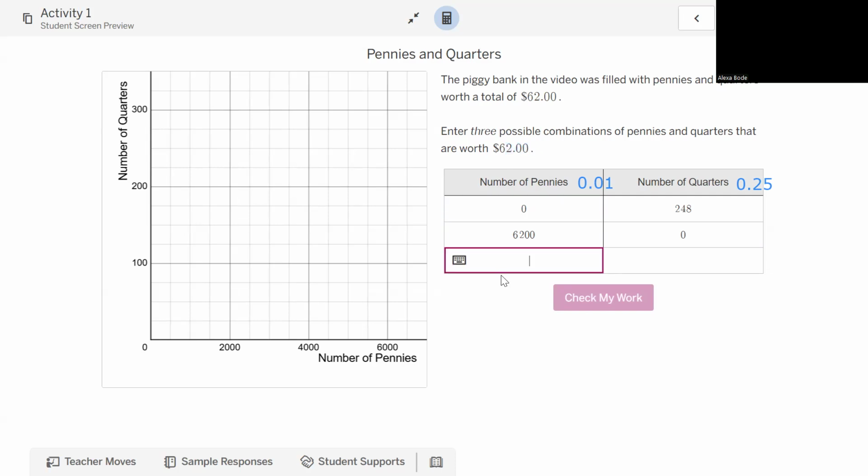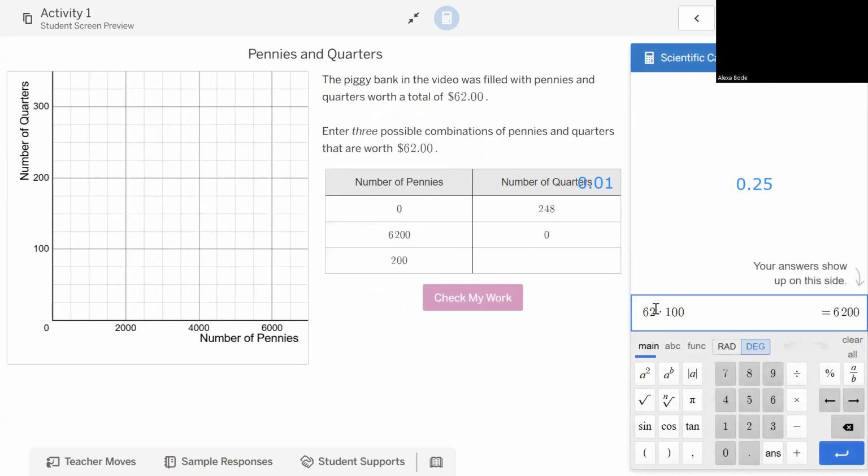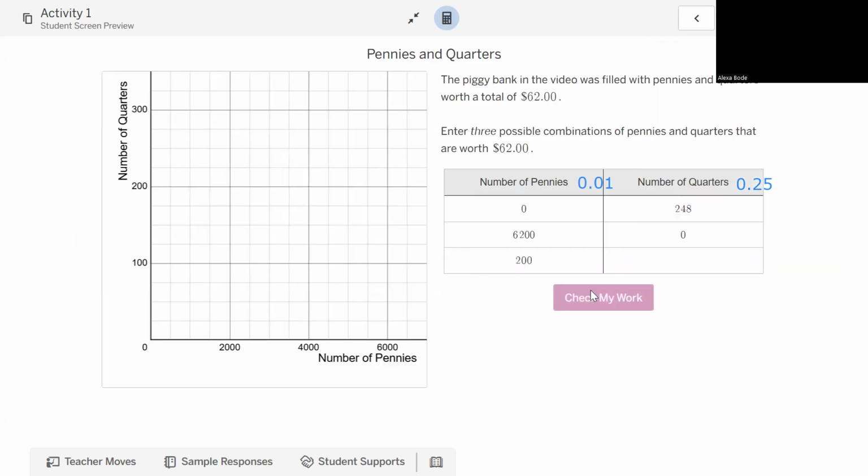$2 would be 200 pennies. And then I could figure out what my remaining $60 would be in quarters. So $60 times 4 quarters would be 240 quarters. So if I had 200 pennies and then 240 quarters, that would add up to $62. So if I click check my work, it's going to plot those points for me.